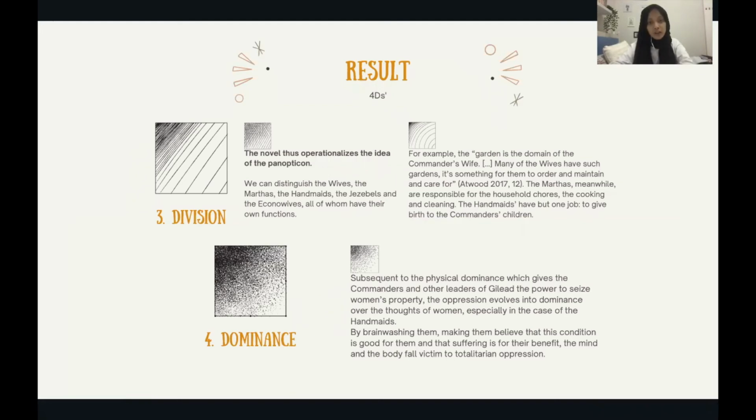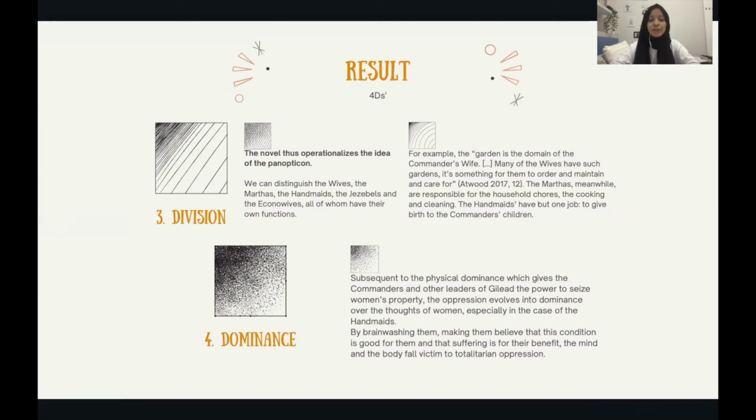The novel thus operationalizes the idea of the panopticon. We can distinguish the wives, the Marthas, the handmaids, the Jezebels, and the econowives, all of whom have their own function. For example, the garden is the domain of the commander's wife. Many of the wives have such gardens. It's something for them to maintain and care for. The Marthas, meanwhile, are responsible for the household chores, the cooking and cleaning, and the handmaids have but one job: to give birth to the commander's children.